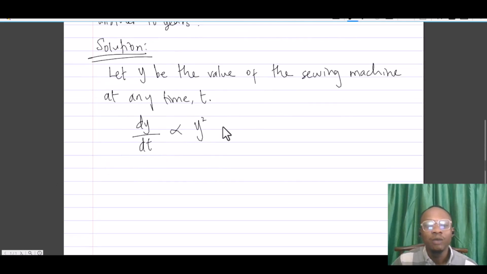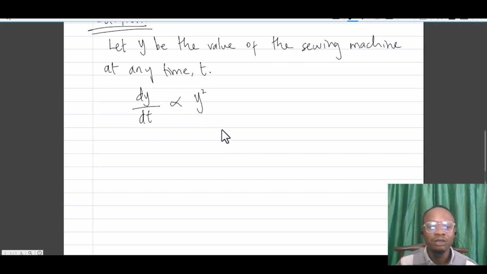And whenever we have a proportionality relation, we get rid of the proportionality sign to express this mathematically. We'll say dy/dt equals, and when we replace the proportionality sign with an equal sign, we introduce a constant, which is called the constant of proportionality. In this case, you can say your constant is minus k. We usually use k for the constant of proportionality.